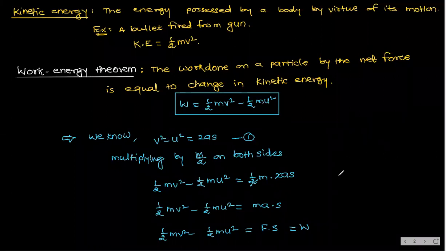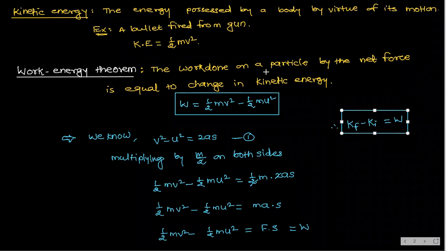And therefore, what I am writing here, therefore I am getting Kf minus Ki is equal to W. What is that? Kf means what? Final kinetic energy. Ki is what? Initial kinetic energy. And this is what? Work, right? Yes, no? And therefore, can I write like this? Work done is equal to change in kinetic energy. Yes, no?